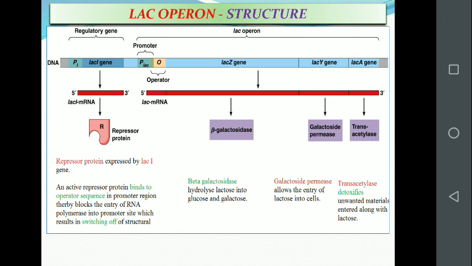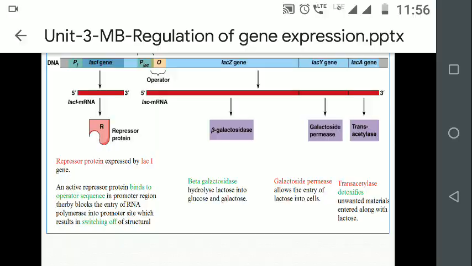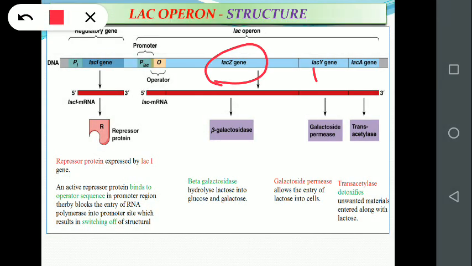Okay, so this way it requires two important processes. First one, uptake, and second one, hydrolysis. For this purpose it requires three different proteins. Those three different proteins are synthesized by three different genes. They are known as lac Z gene, lac Y gene, and lac A gene. So lac Z, Y, A.